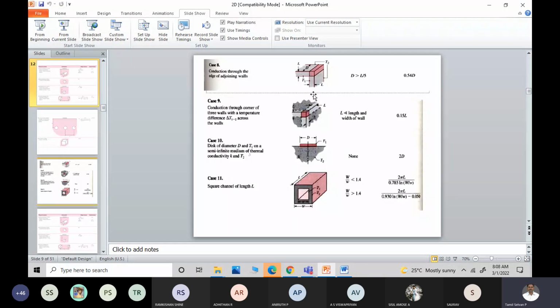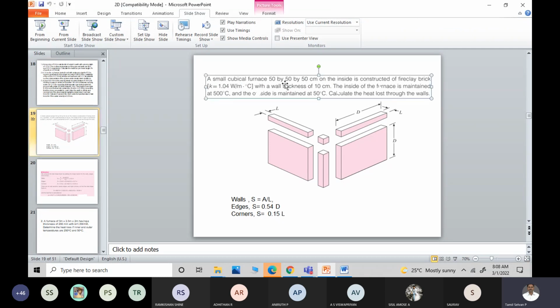Now in this problem, a cubicle is given. The conduction shape factor for a wall is S equal to A by L, area divided by L, where L is the thickness. In the diagram it is shown here. For edges it is 0.54 D, where D is the height. For corners it is 0.15 L, where L is the thickness. So the conduction shape factors for walls, edges, and corners are given.